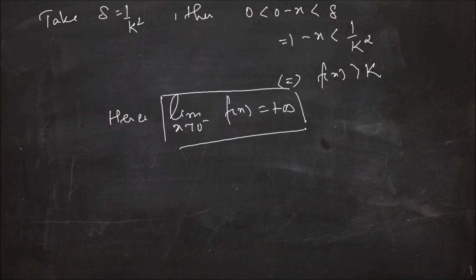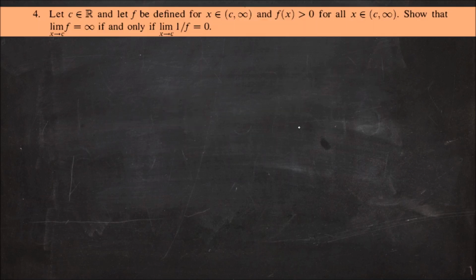So this completes question number 3. Now let us move to question number 4. In question number 4, we have been given a point C in R and f is a function such that f x is greater than 0 for every x in C to infinity. We have to show that limit x tends to C, f is equal to infinity if and only if limit x tends to C 1 by f is equal to 0. So let us start the solution.